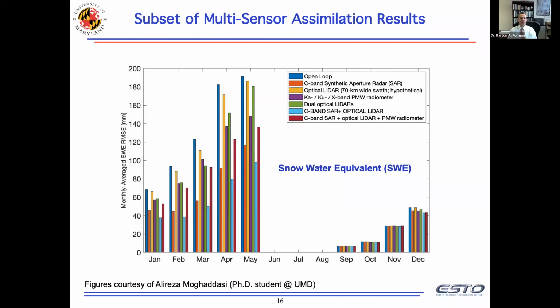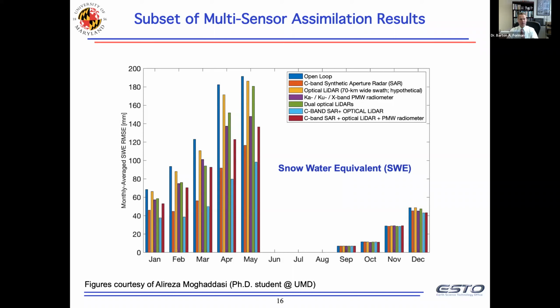This is only a small subset. We're still running hundreds more experiments. There's a near infinite number of combinations and permutations of these sensors. So we'll never be able to run everything, but we have a nice sort of list and we're making our way through it. So as I mentioned before, we don't just have snow, but we have the full hydrologic cycle.